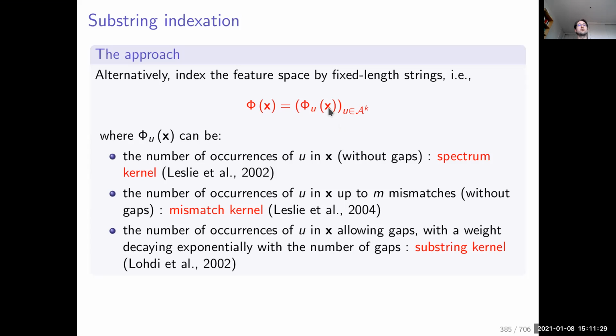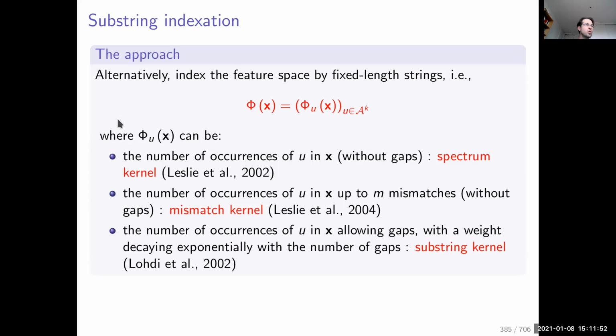for each possible pattern u of size k. So x is a long sequence, u is a small pattern of size k, and phi u of x is simply a quantity that tells us if this pattern u is related to x in some way. And I will be more precise soon about what I mean by related.